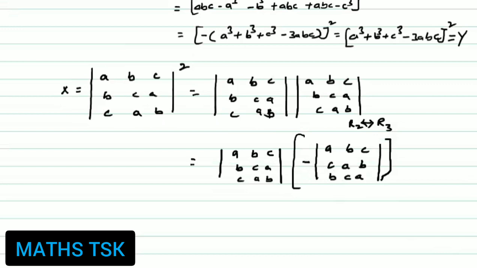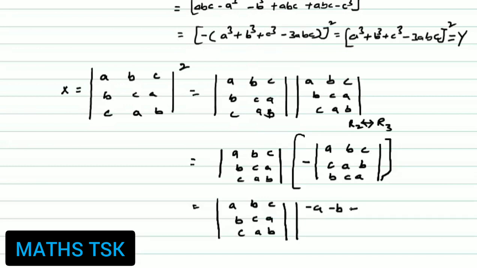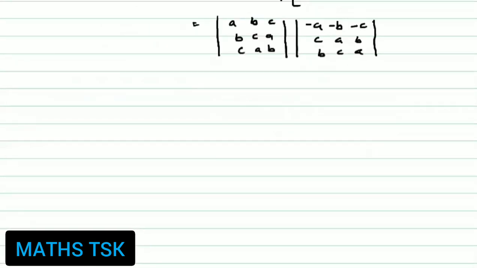Next, we'll go for the next level. Then multiply minus to either of the rows. Since these two rows are interchanged, I multiply this minus to the first row. So what happens? This becomes minus A, minus B, minus C, and then CAB, BCA, into ABC, BCA, CAB. Okay, is it clear? Now AB is there, multiply AB.